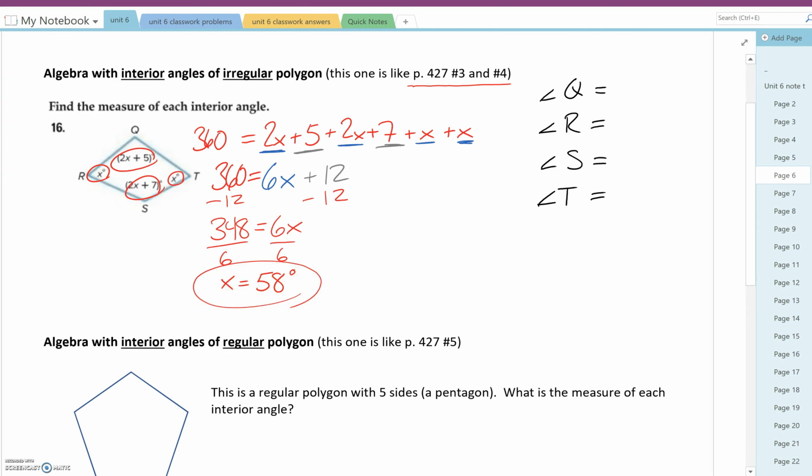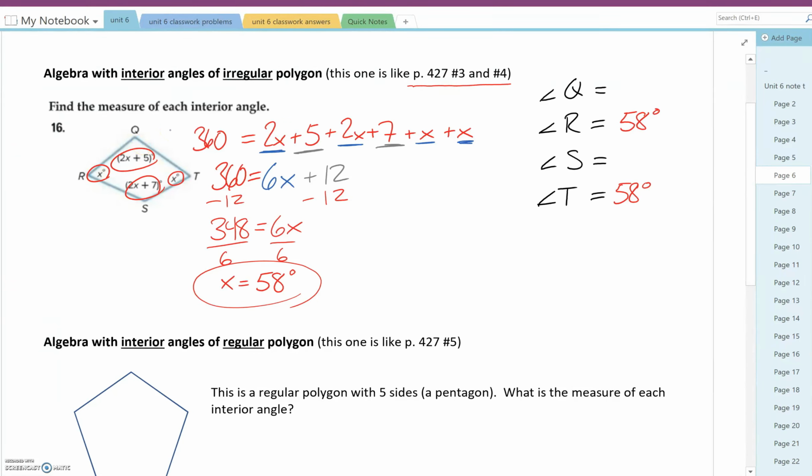Okay. Again, I don't want to stop here because I want to know what angles Q, R, S, and T are actually equal to. But I do know what R and T are, right? Angle R is just x degrees, so angle R is going to be 58. And the same thing with angle T. It's just x degrees, and I know x is 58. For Q and S, I'm just going to have to do a little bit of substitution. I'll do that in a different color.